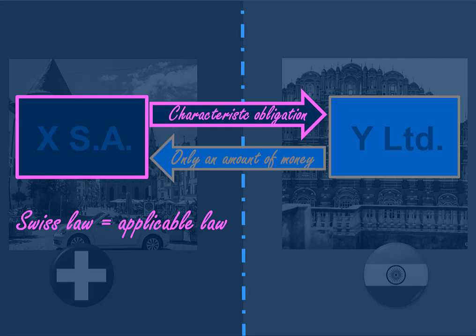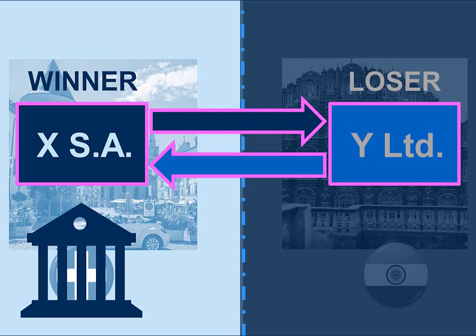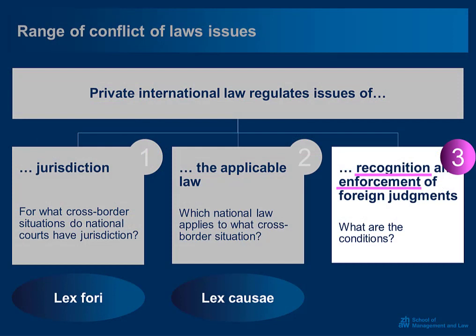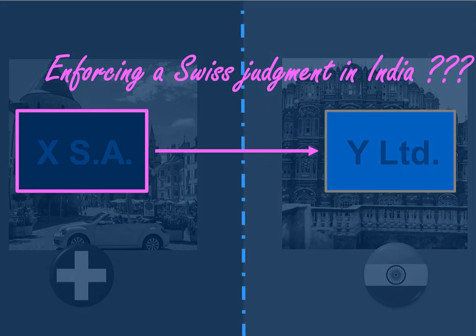Let's assume in the next step that the Swiss court in Yverdon renders a judgment in the light of Swiss substantive law that is in favor of XSA. So XSA wins the case in front of the court in Yverdon. It succeeds in obtaining a judgment in its favor. But this isn't the end of the story. There are other challenges ahead, namely recognition and enforcement. XSA would have to enforce the judgment it obtained from the court in Yverdon against Y Limited that is based in Jaipur, India. This poses the challenge of enforcing a Swiss judgment in India.